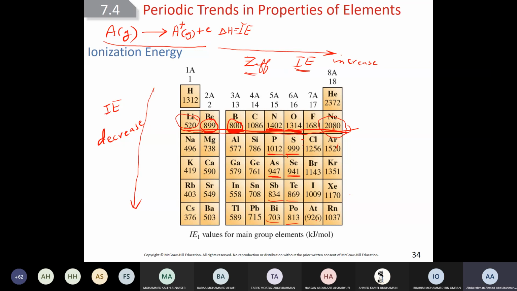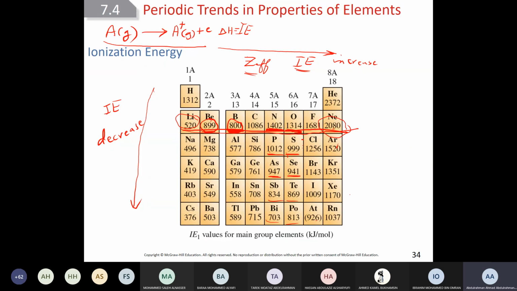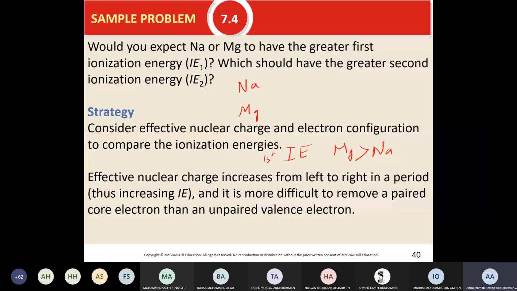Mg comes after sodium, and that's why it's higher. That's the first ionization. Okay, which one has the higher second ionization energy? Sodium, because we're going to take from a core electron, which is higher than this one. Still, for magnesium the second ionization will take it from a valence electron, and that's why it's higher for sodium.